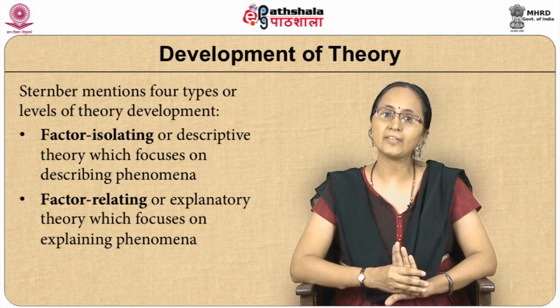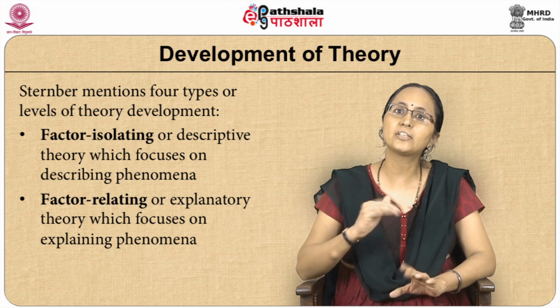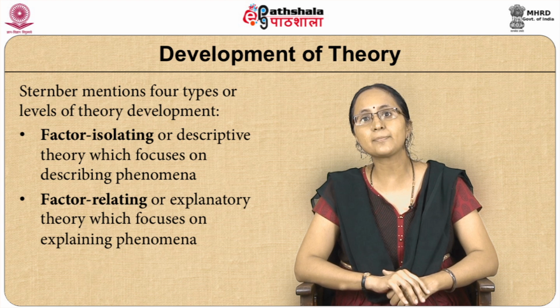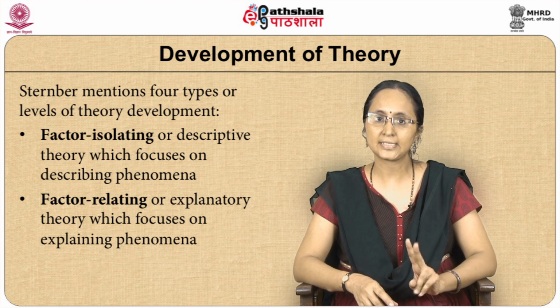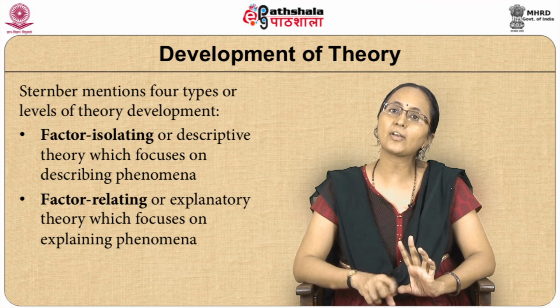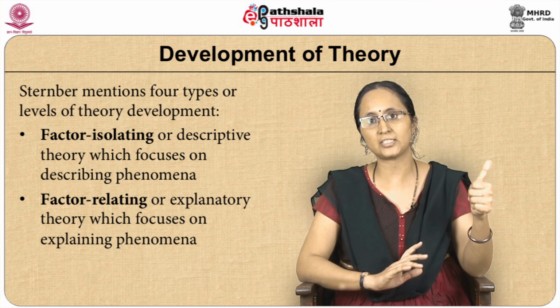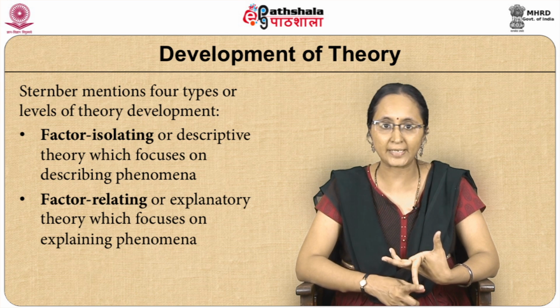Sternberg mentions 4 levels of theory development. So, he says theory can be developed at 4 different levels. One is factor isolating or descriptive theory, which focuses on describing phenomena. Second is factor relating or explanatory theory, where the phenomena is explained. So, in the first type, you only describe the phenomena. In the second one, the phenomena is explained.